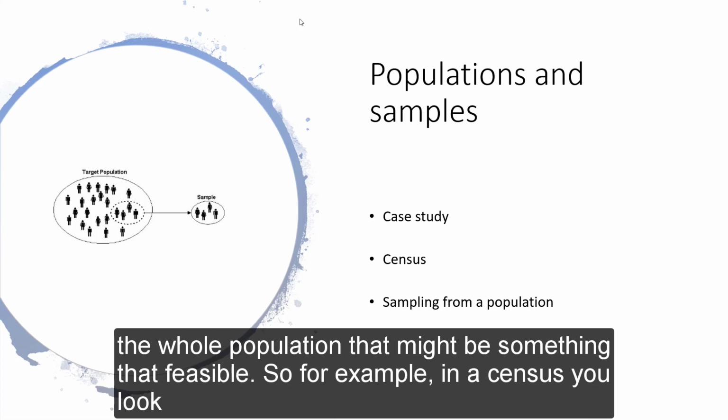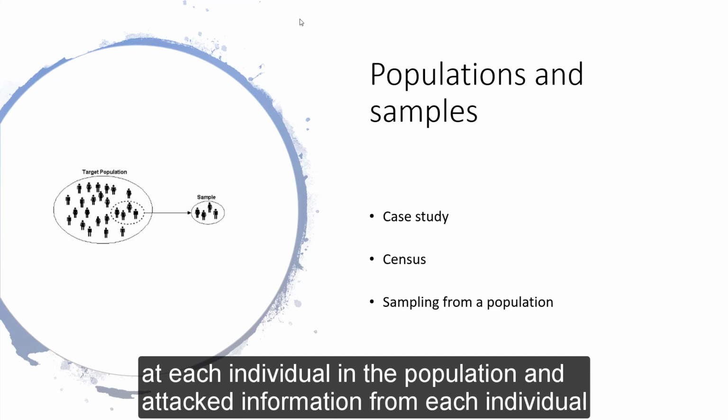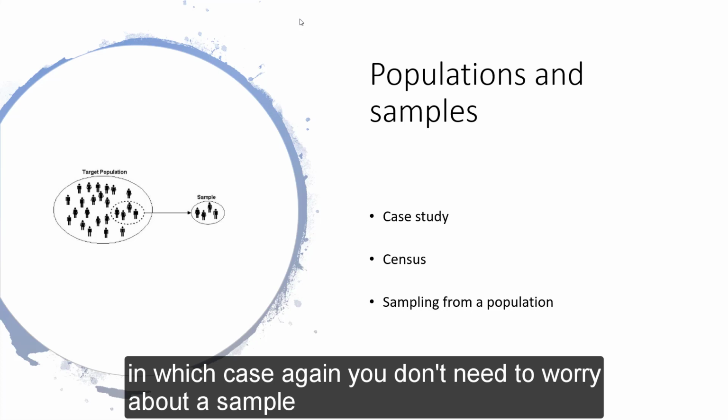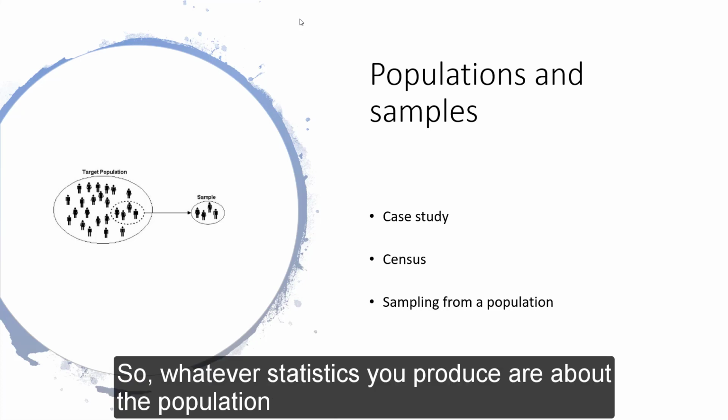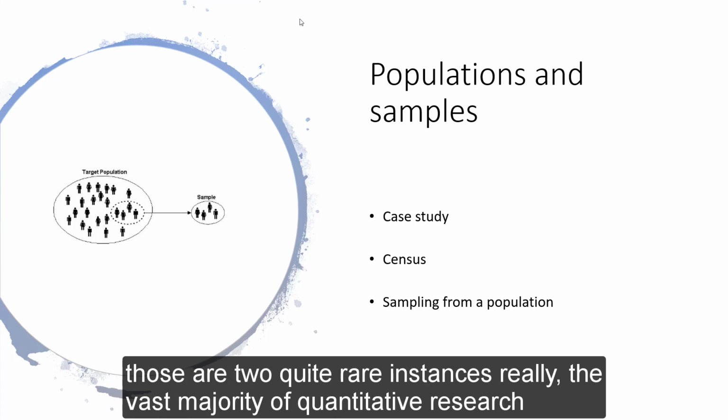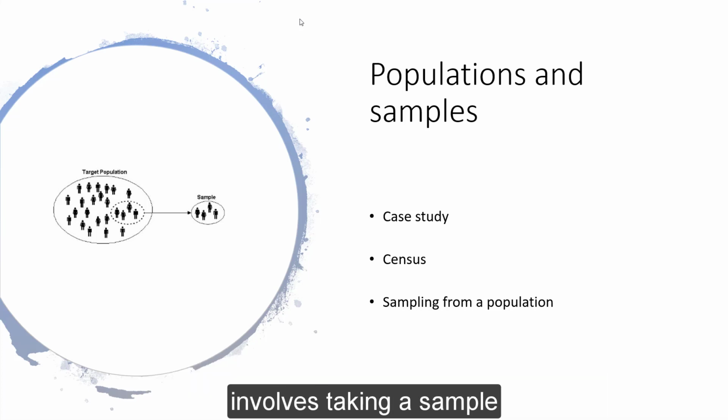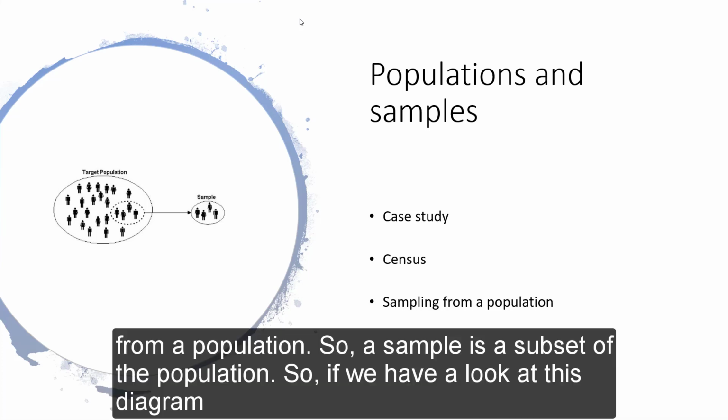In other instances, you might be looking at the whole population, and that might be something that's feasible. So, for example, in a census, you look at each individual in the population and collect information from each individual, in which case, again, you don't need to worry about a sample because you've got access to everyone. So whatever statistics you produce are about the population. But those are two quite rare instances, really. The vast majority of quantitative research involves taking a sample from a population.